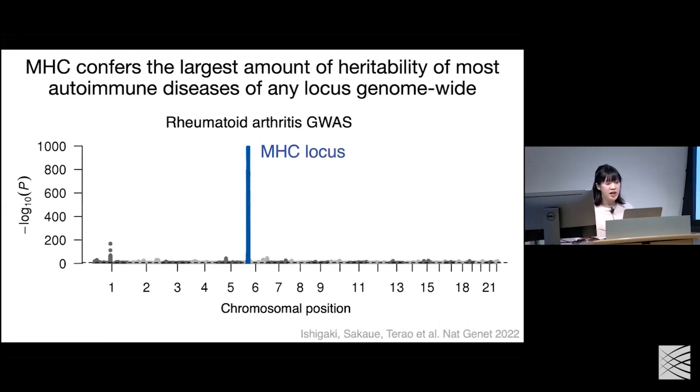In addition, MHC confers the largest amount of heritability of most autoimmune diseases of any locus genome-wide. So in this example, in the rheumatoid arthritis latest GWAS that we published last year, although we identified more than 100 associated loci, if you look closely into this figure, this is the negative log 10 p-value from 0 to 1,000. And we have more than 100 genome-wide significant loci. But we can clearly see that the MHC locus has by far the most significant effect on the risk of rheumatoid arthritis and the largest effect size of all loci combined.